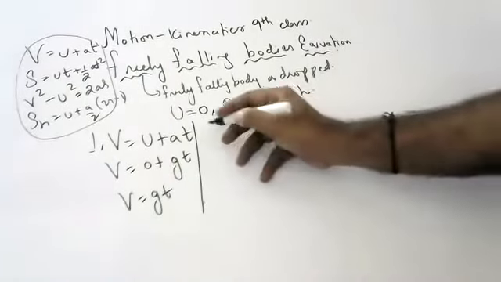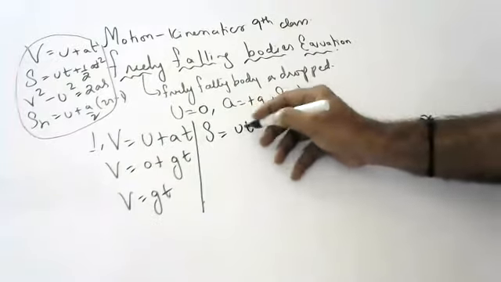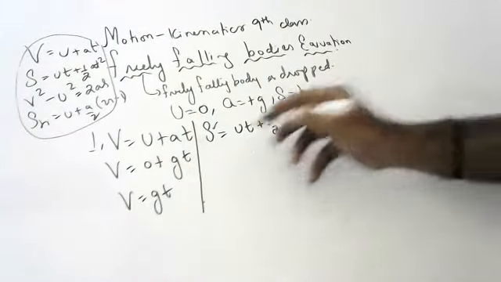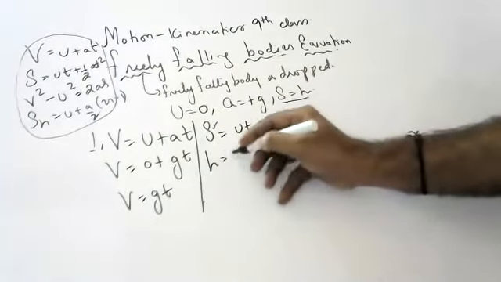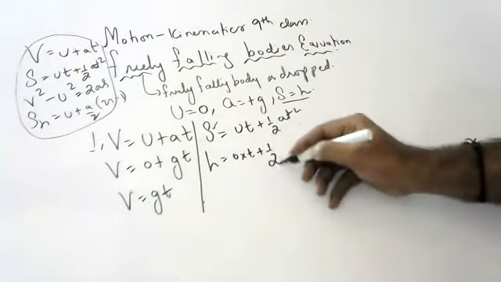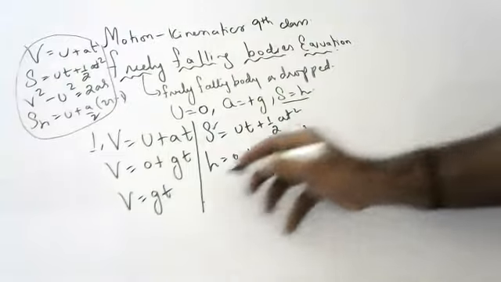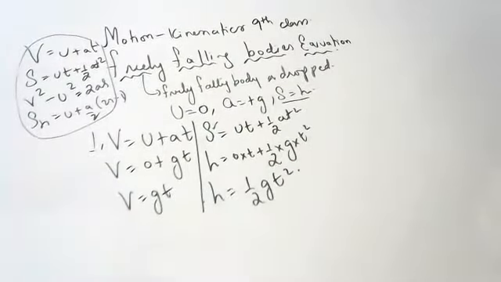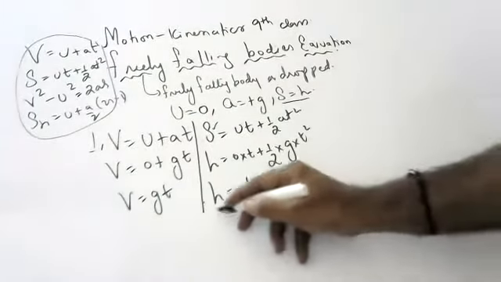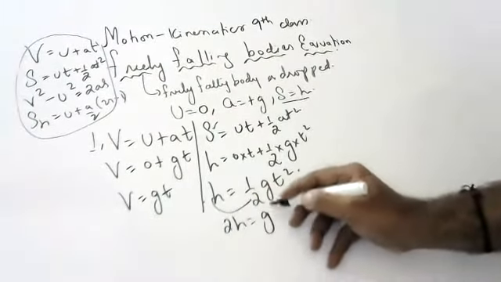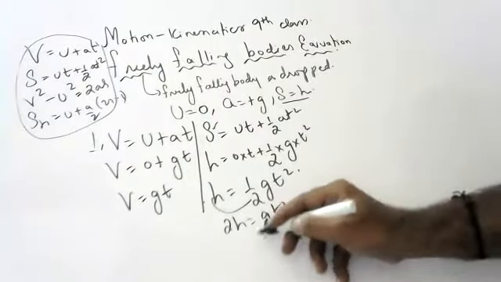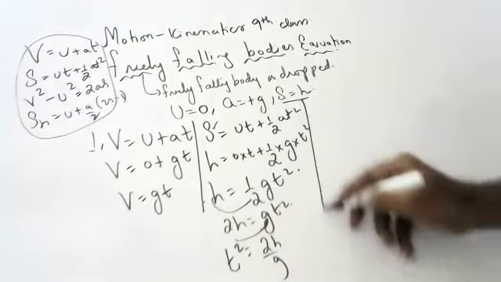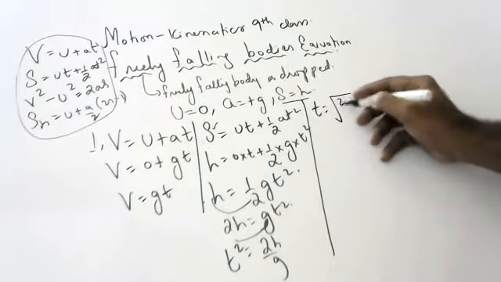Okay, children. Second equation of motion, s = ut + half at square. I told you we have to write s as h because it is falling down. Height h = 0 into t + half into g into t square. So h = half gt square. Okay, children. This 2 will go upward. 2h = gt square. This g, children, will go down. t square = 2h/g. So t = root of 2h/g.